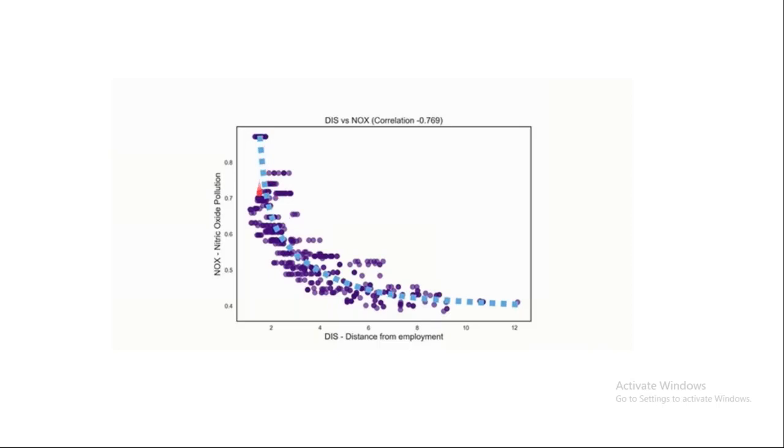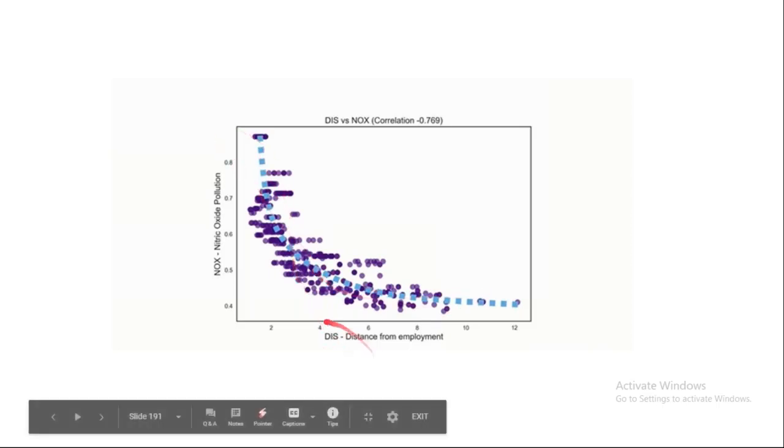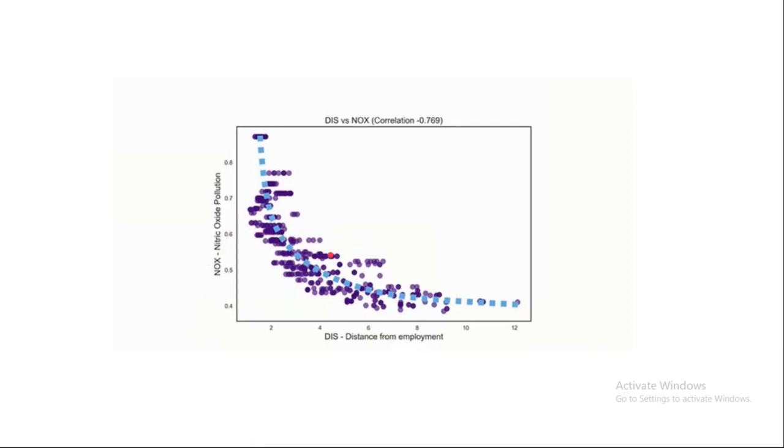So we could have some sort of curve for tracking the value of that particular data. This is a relationship between the distance from employment and the pollution. This is Houston house price data, so it's about that.